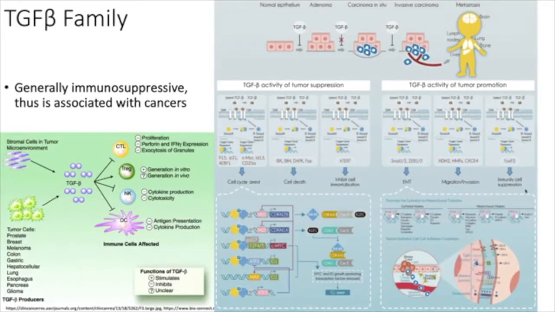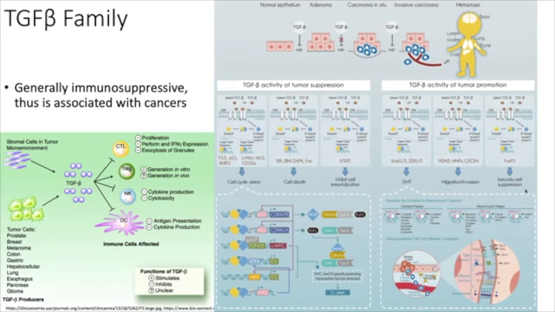And so a lot of the studies of TGF-beta come from cancer cells. And so a lot of cancers will secrete TGF-beta. It doesn't have to be exclusive to cancers, but they will secrete TGF-beta, and that will suppress the immune system. And so TGF-betas tend to be immunosuppressive.